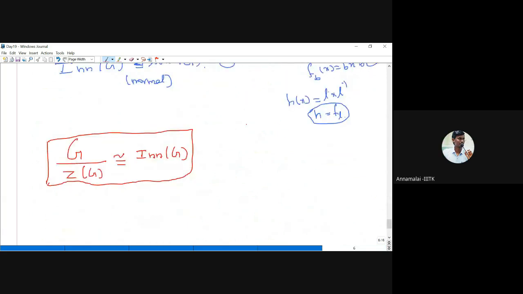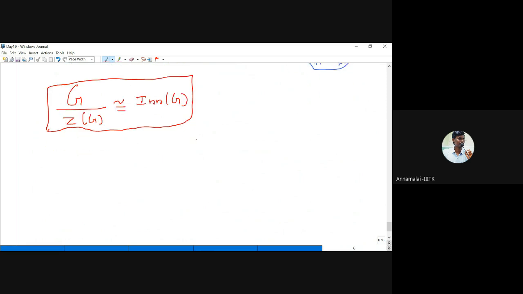So this is an important result: G by Z of G is isomorphic to the inner automorphism of G. We can easily show that this is an isomorphism. We have to define a function from G to the inner automorphism of G, and prove that the kernel is Z of G. We have to use the first fundamental theorem of isomorphism.